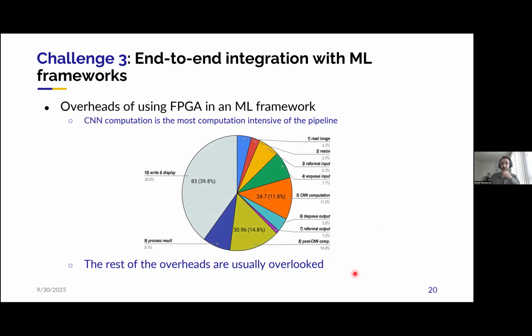The last challenge is the end-to-end integration with machine learning frameworks. So we know that convolution is one of the main bottlenecks, but when you run end-to-end applications, you may have other overheads, for example, the other operations, loading the data to the FPGA and other things, and these are usually overlooked.